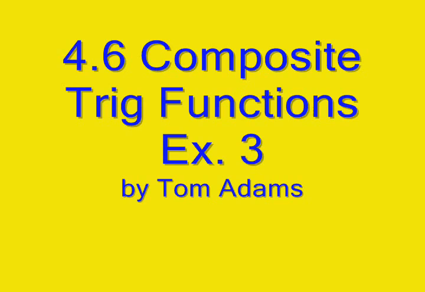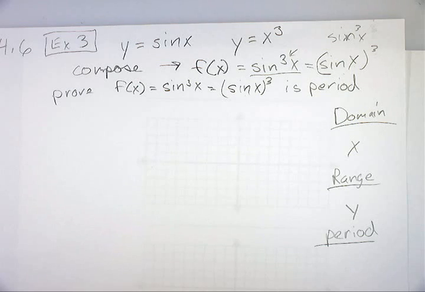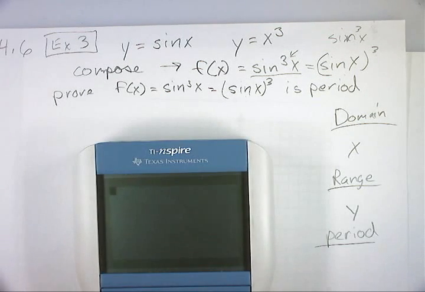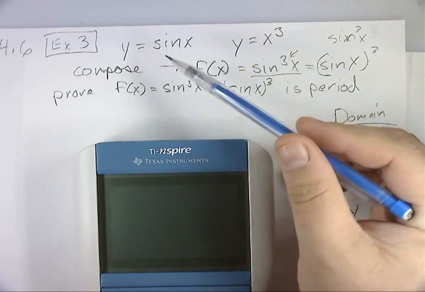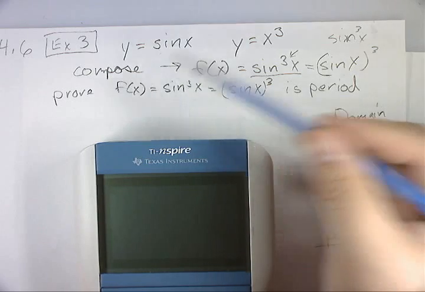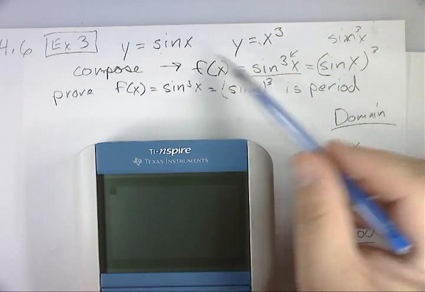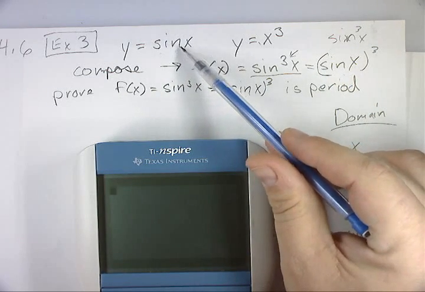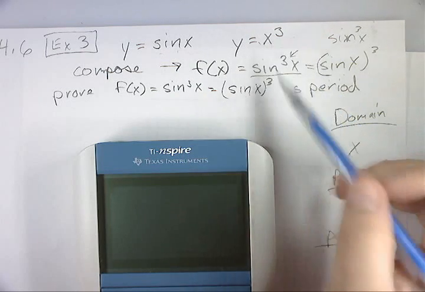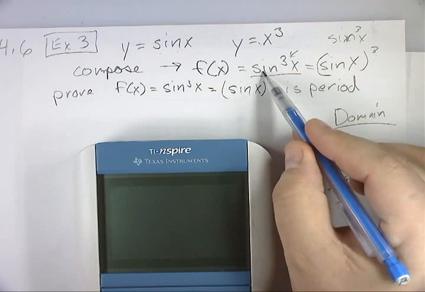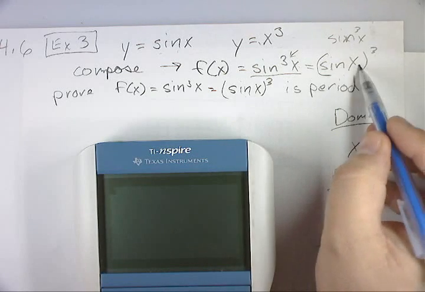All right, so example number 3 from 4.6 asks us to graph a composite function of sine of x and x cubed. What I'm going to do is take sine of x and plug that into the function x cubed. Essentially, we're going to create a composite function, sine cubed x, which is really (sine x) cubed. We just write it a little differently.